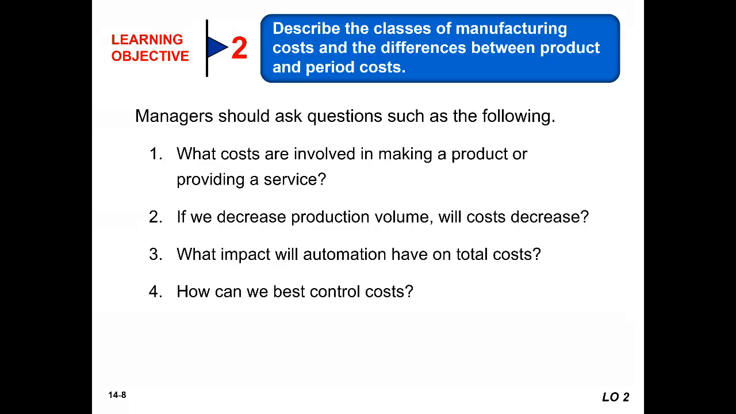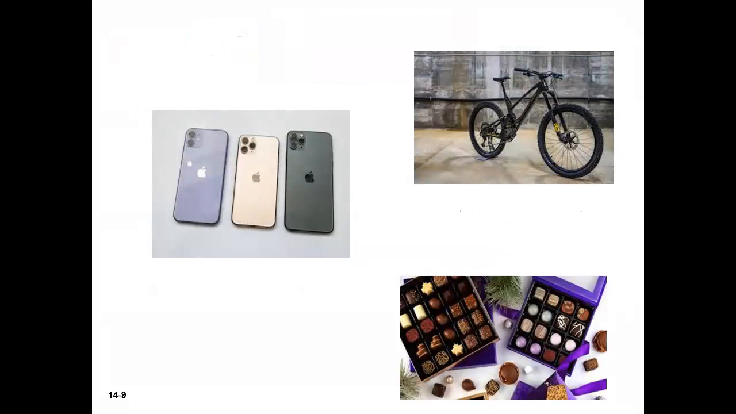So what should we ask ourselves as managers? Well, we are in business to make profit. If you are a not-for-profit, you are there to provide a service on a cost recovery basis. So if it's not providing a product, you're providing a service. The other questions are: if we decrease production volume, will costs also decrease? Well, not necessarily. What impact will automation have on total costs? We tend to think of that as being more efficient, but that might not be the case. And how do we best control our costs? There are lots of ways we can do that, but if we're thinking of the bottom line, we need to think about how we can get there efficiently and cost effectively. That's usually where those questions stem from.